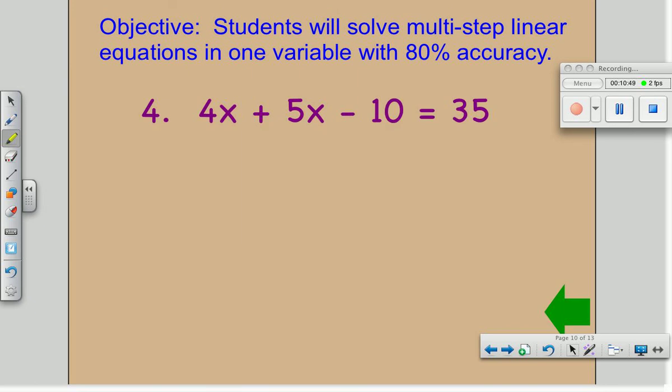Now let's do this one. So first again, combine like terms. 4x plus 5x is 9x. The rest of the problem stays the same. Minus 10 equals 35. So that was combine like terms.